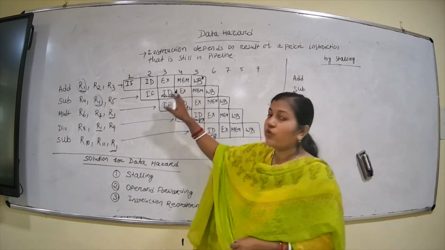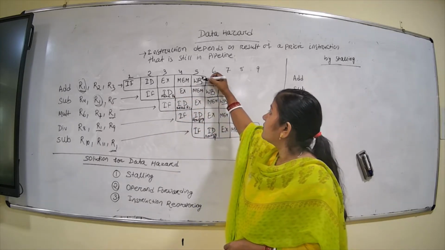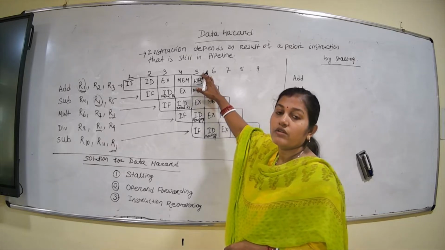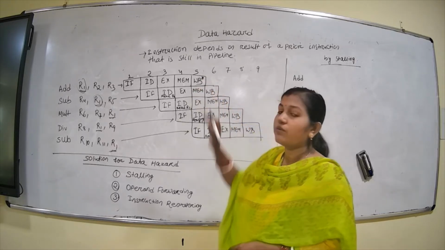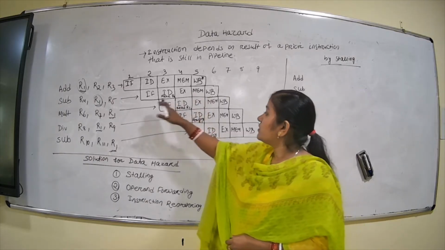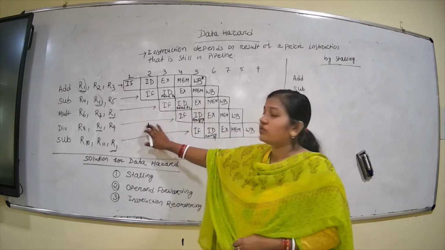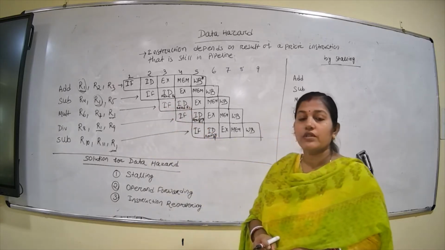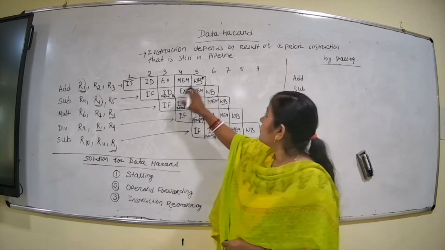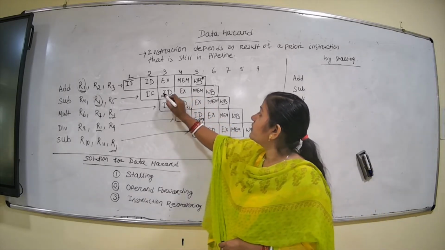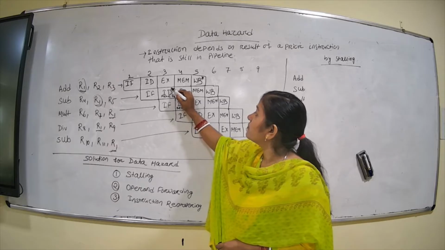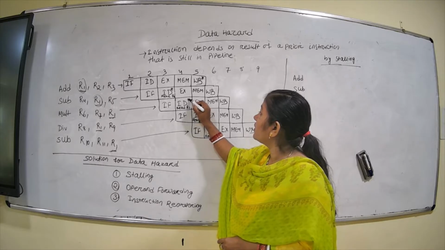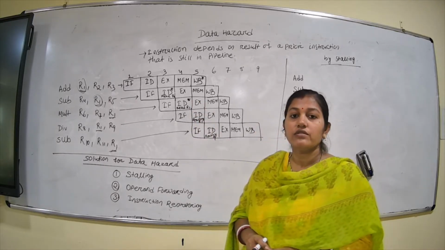But the problem is, we are producing the value of R1 at the 5th clock cycle. Yes or no? But the second, third, and fourth instructions are using the value of R1 at clock cycles 3, 4, 5. So here you can see we will get the wrong value of R1 at the third clock cycle. At the fourth clock cycle, we will again get the wrong value of R1.